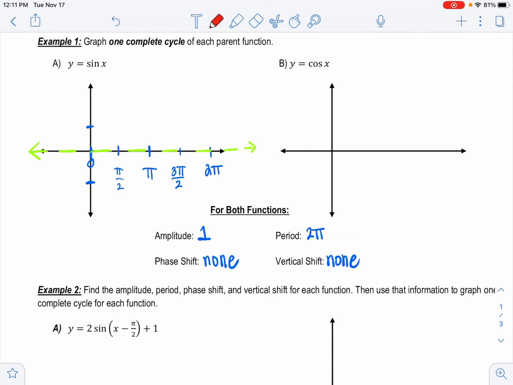And now I'm ready to graph my sine function. So remember, from your sine function, you're going to go to your first tick mark, which is at 0, and you're going to be on the midline. At your next tick mark, you're at the highest it goes. Next tick mark, you're on the midline.